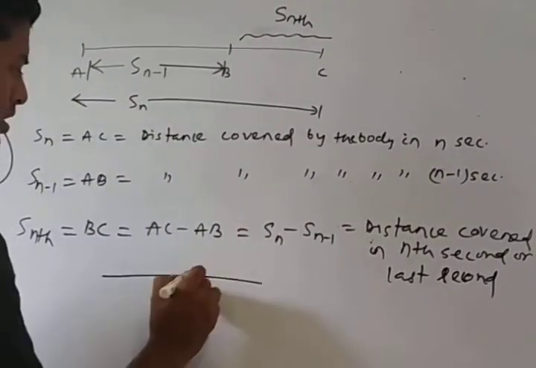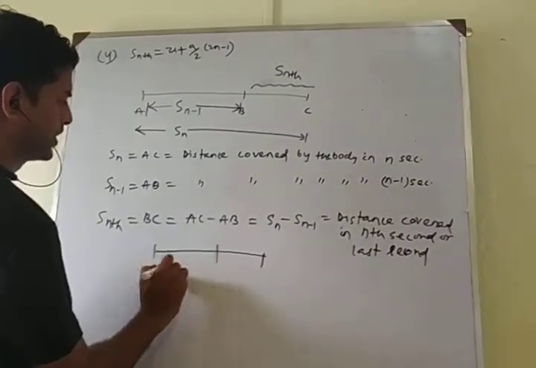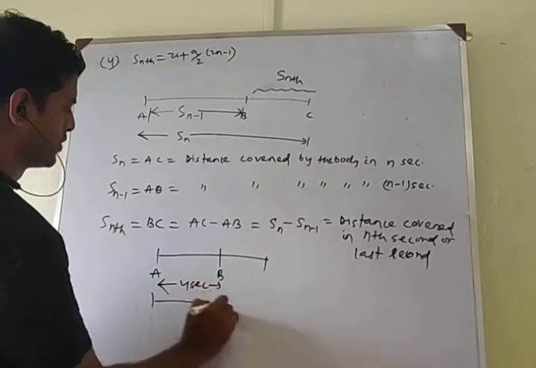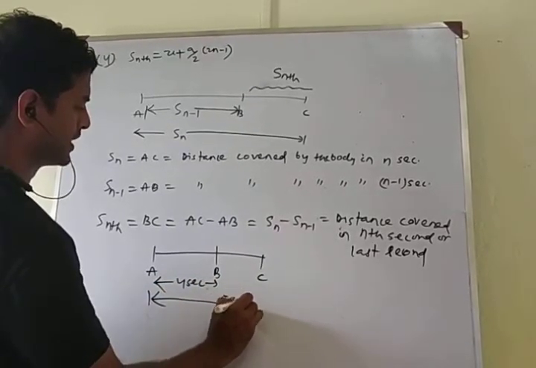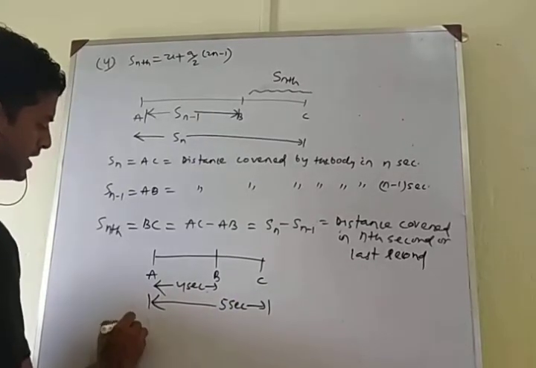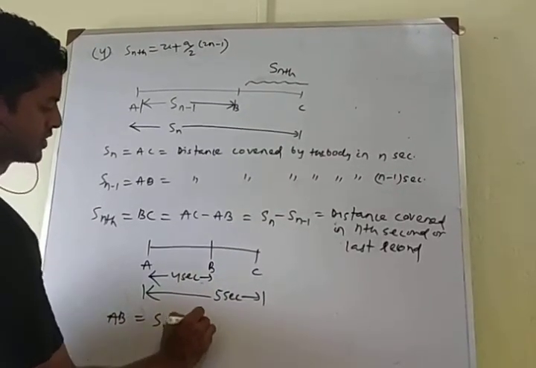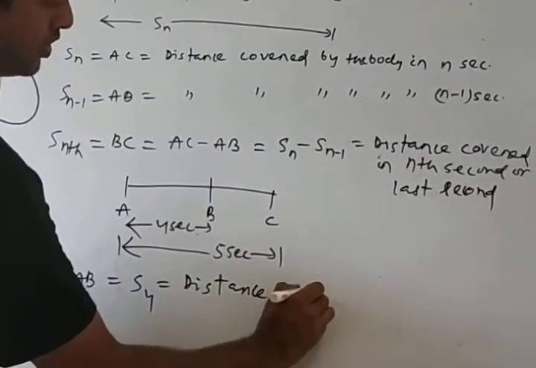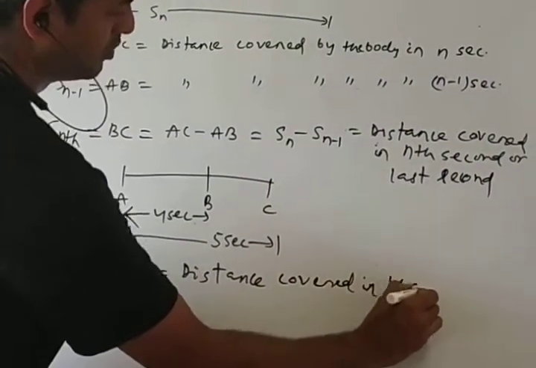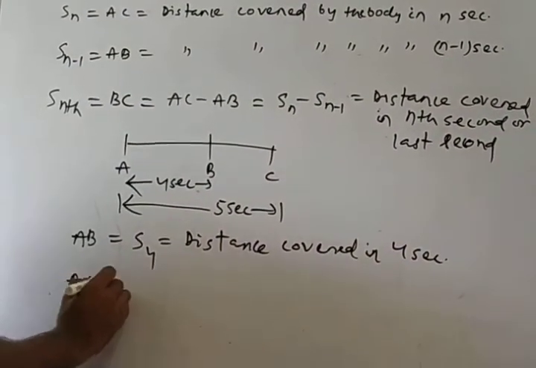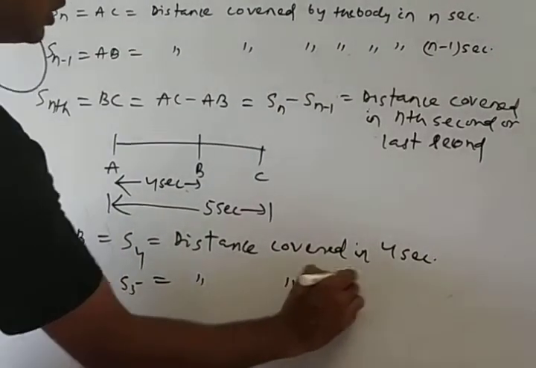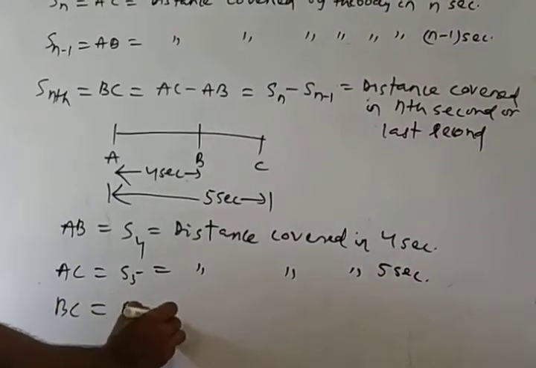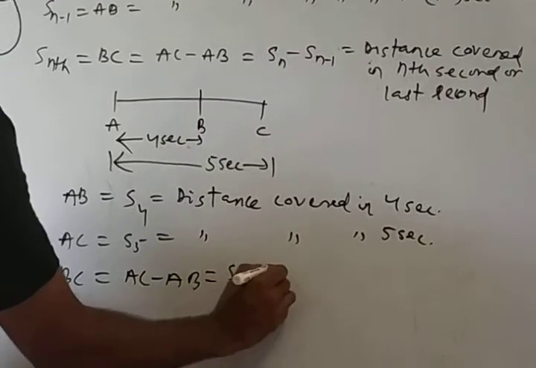A little bit clearer example. Let's say from A to B, a body is taking 4 seconds. Let's say from A to C, a body is taking 5 seconds. So AB, I can write S4. It means distance covered in 4 seconds, not the 4th second. Now AC equal to S5, distance covered in 5 seconds. So BC will be AC minus AB, that is S5 minus S4.